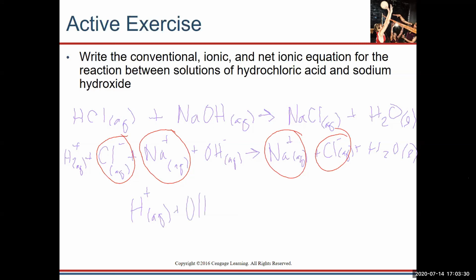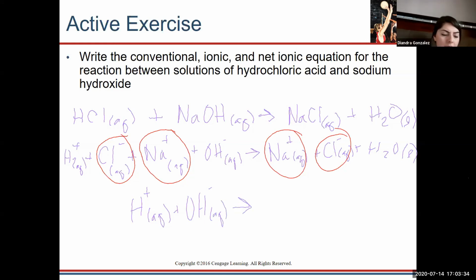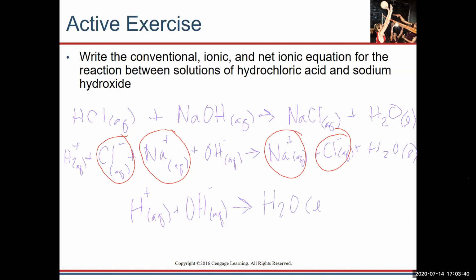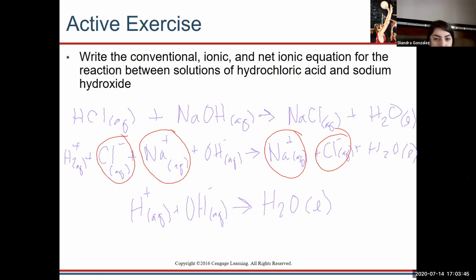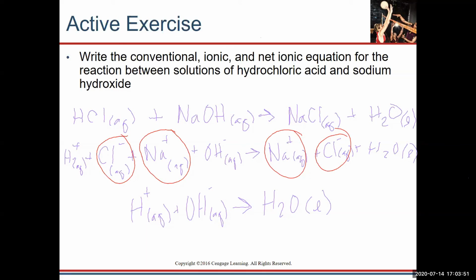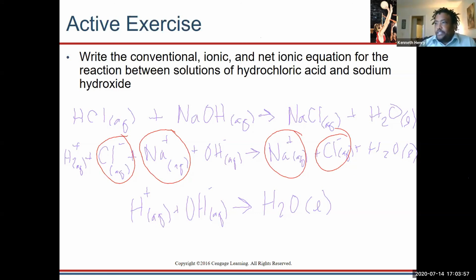And so then I'll just write the ones that are not spectators. And then H2O liquid. Like that? Yes. Yep. Good job. That's it. Piece of cake. Piece of cake. Okay, so that is good. Good job, guys.